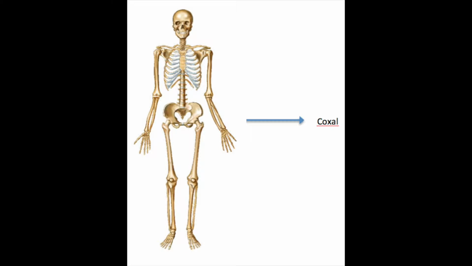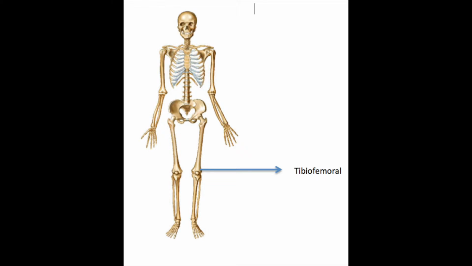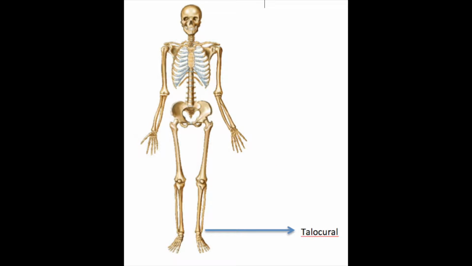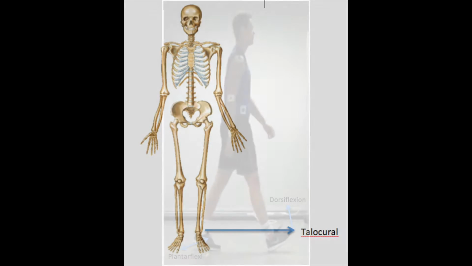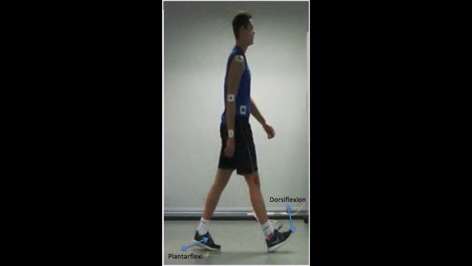The coxal. It is also a ball and socket joint, so it has the same movement as a glenohumeral. Tibiofemoral. This is also a hinge joint, so allows flexion and extension. Talocrural. This is also a hinge joint. Movement at the joints. Plantar flexion and dorsiflexion.